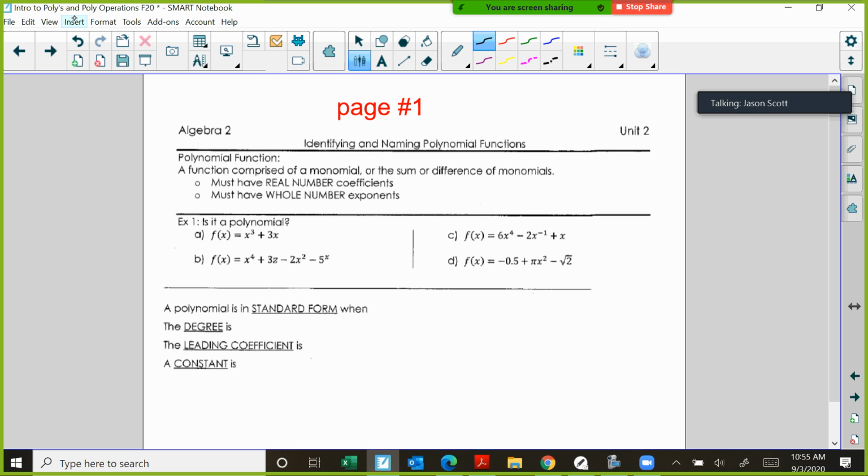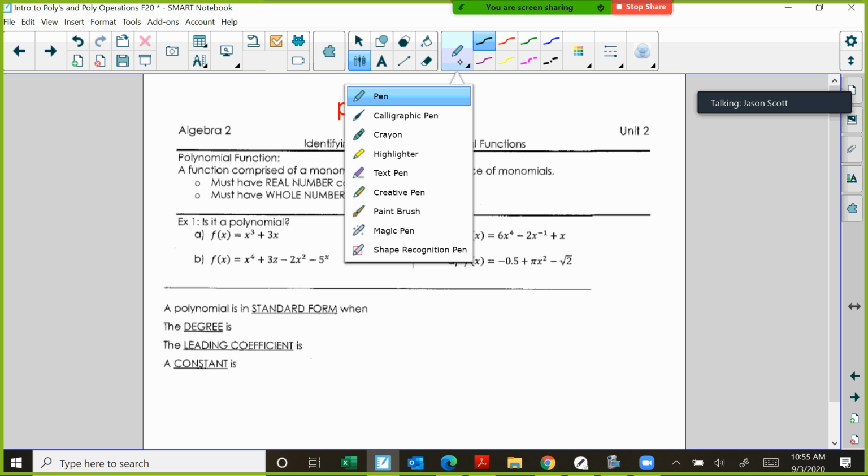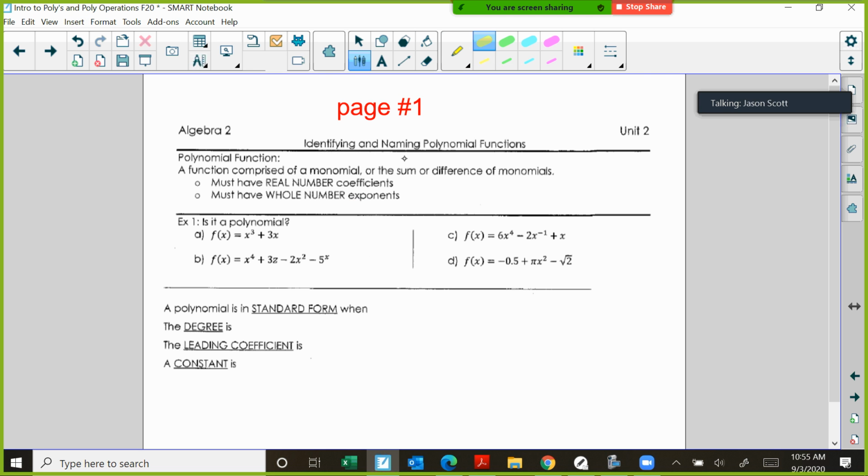So what is a polynomial? All right, so a polynomial is the sum or difference of monomials. And monomials are each one of these things. So x cubed is a monomial, 3x is a monomial, 2x squared is a monomial, okay? So it's a sum and difference of monomials.